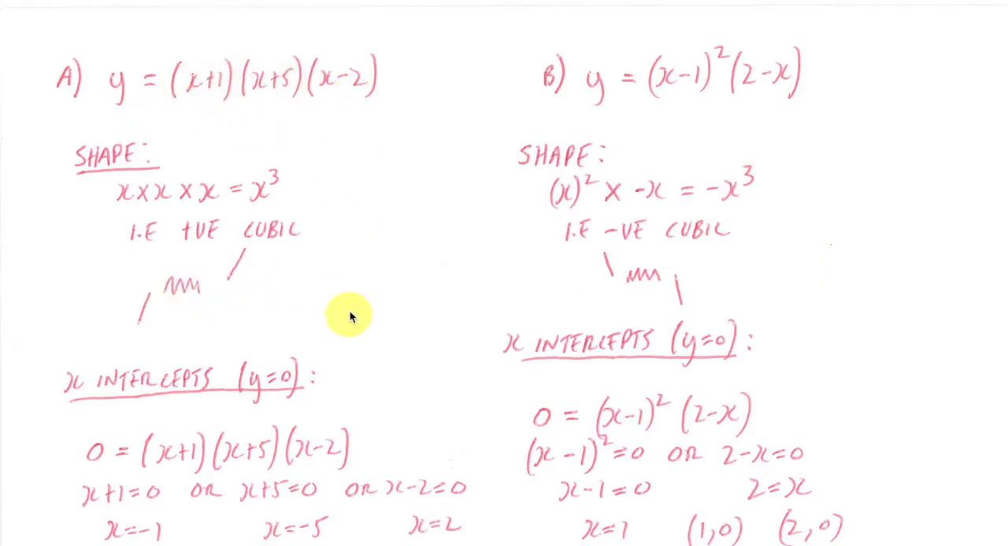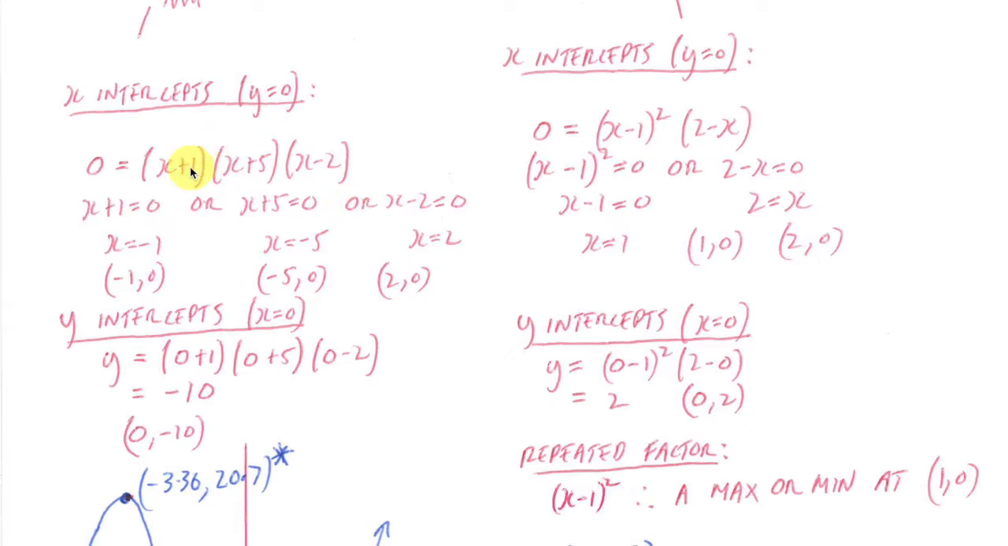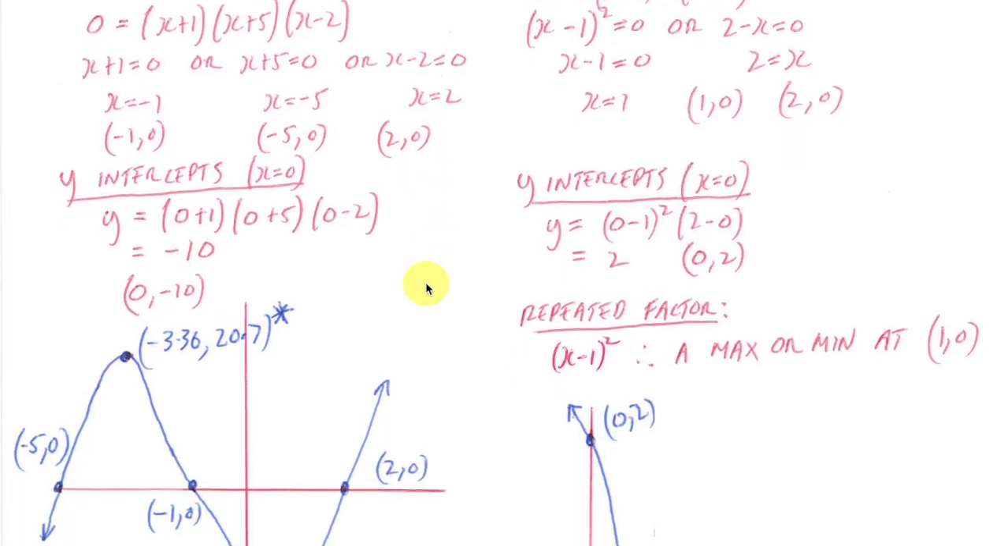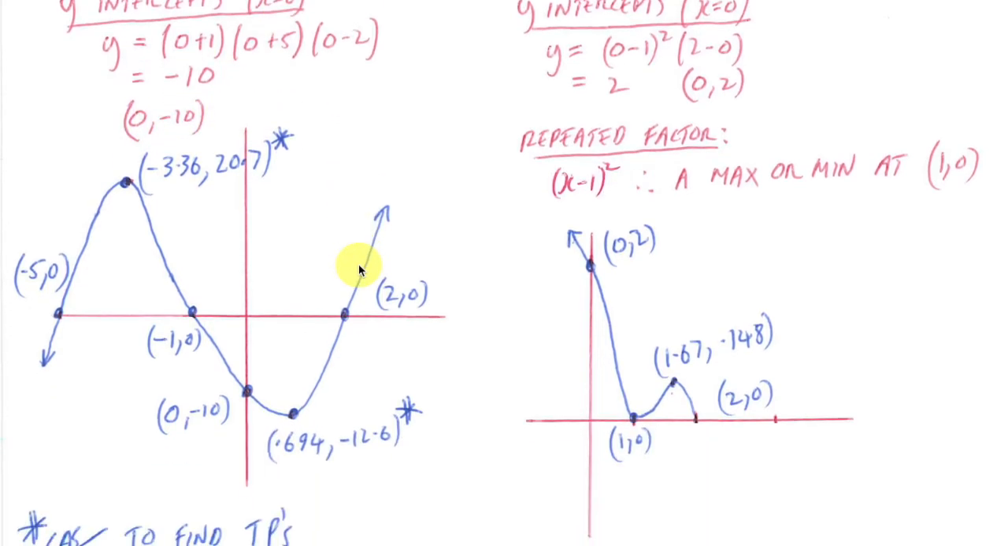Notice we're in factorized format, so this makes it really easy for us to work out the x-intercepts. I make y equal to 0, and I solve for x to get -1, -5, and +2. And there's my intercepts listed. For the y-intercept, I just make x equal 0, and that produces (0, -10). So what I can do is put in all those intercepts. I know that my graph has to start from below, come up, and then finish off traveling up because it's a positive cubic.